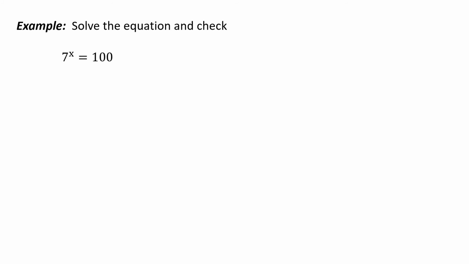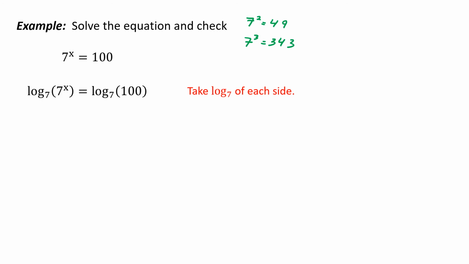Example, solve 7 to the x power equals 100. We know that 7 squared would be 49. And 7 to the third power would be 343. Therefore, our answer for x has to be between 2 and 3. All right, to do this, we're going to take the log base 7 of each side, which looks like that.